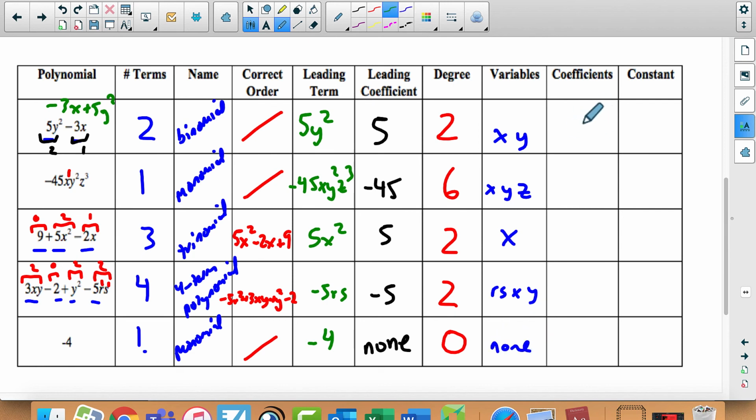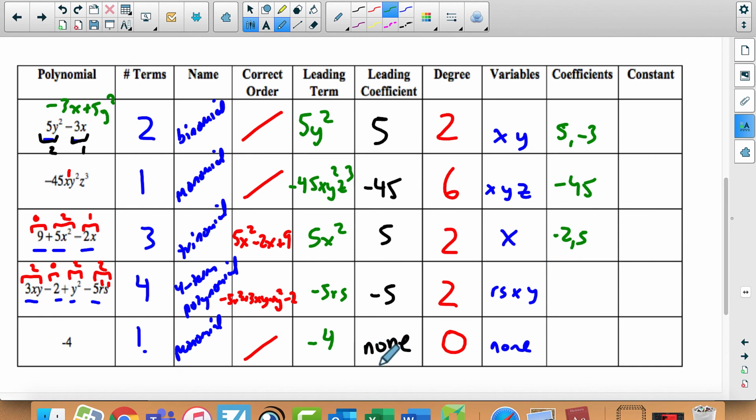Okay, list all the coefficients, not just the leading one, but all of them. Well, here I have a 5 and also a negative 3. And this one I have a negative 45 and that's it. Okay, this one I definitely have a negative 2 and a 5. And then I have a controversial 9. I don't like calling this a coefficient because a coefficient's in front of a variable. So I say you don't count that. Your book actually includes that, which strikes me as weird.